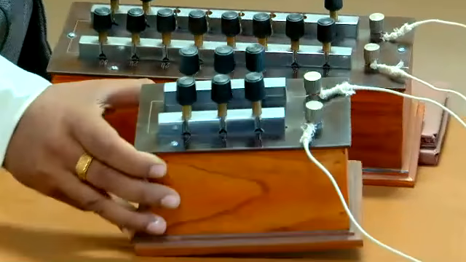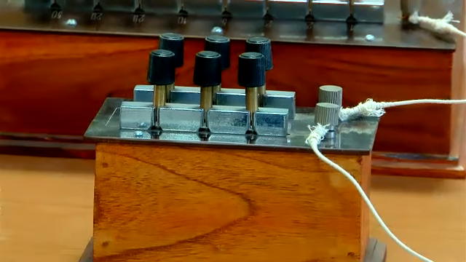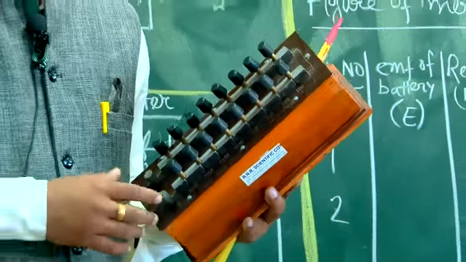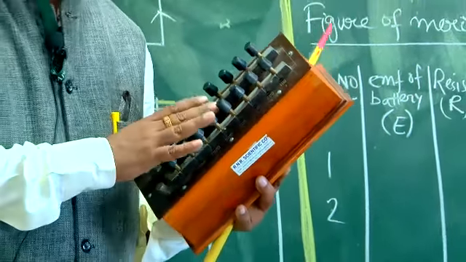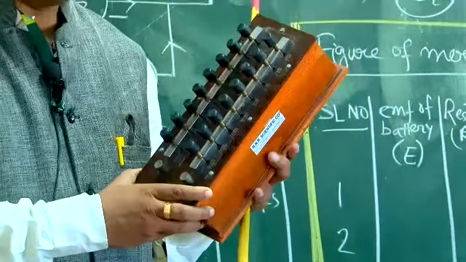Here also the values are 1 to 10, 1 to 10, 1, 2, 2, 5, 10, infinity. So these are the values. So resistance boxes of different ranges are available. Now, as per the requirement, we use it in the circuit. Now, let me tell you how does it work? How does the resistance box work?